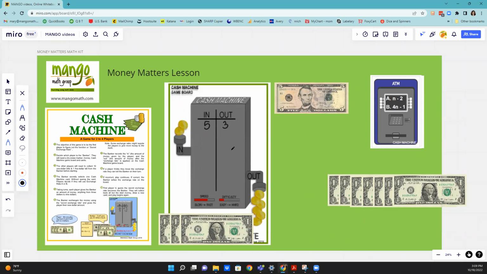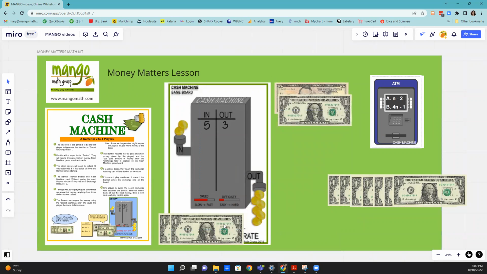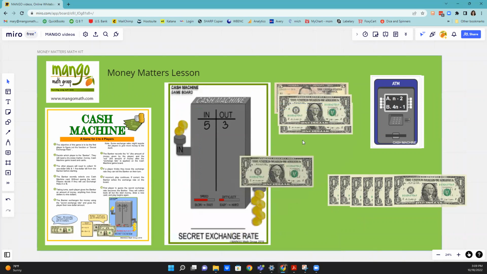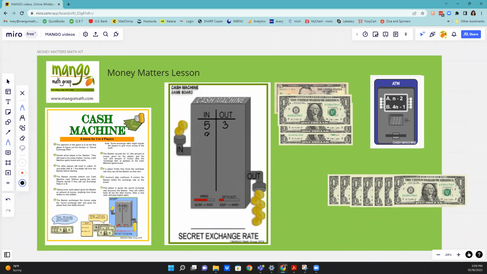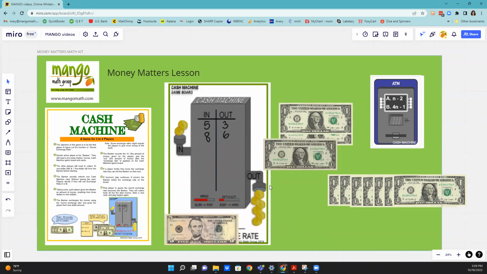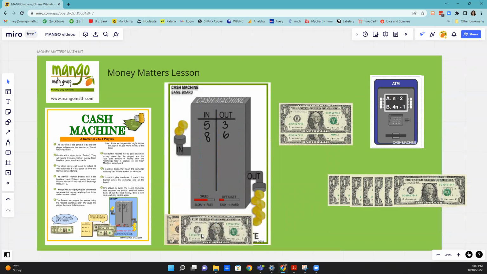Now the next player gets to go, and let's say the next player, who has that $15, gives a 5 and these 3 ones. So they're putting in $8, and the banker is then going to give back $6. So that person is going to get $6 back. The banker is always exchanging money, giving money back and forth.